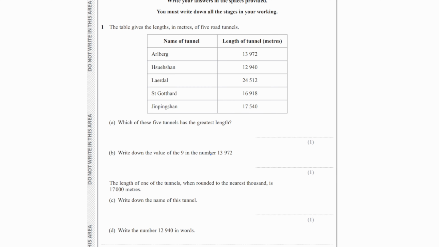So let's have a look at question 1. The table gives the lengths in meters of 5 road tunnels. Which of these 5 tunnels has the greatest length? Well, we can see that it's this one, which is Laerdal. Write down the value of 9 in the number 13,900, so it would just be that.